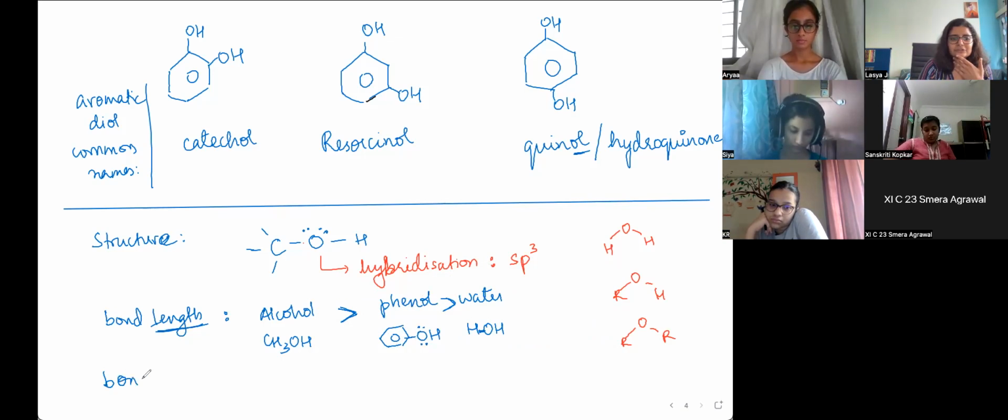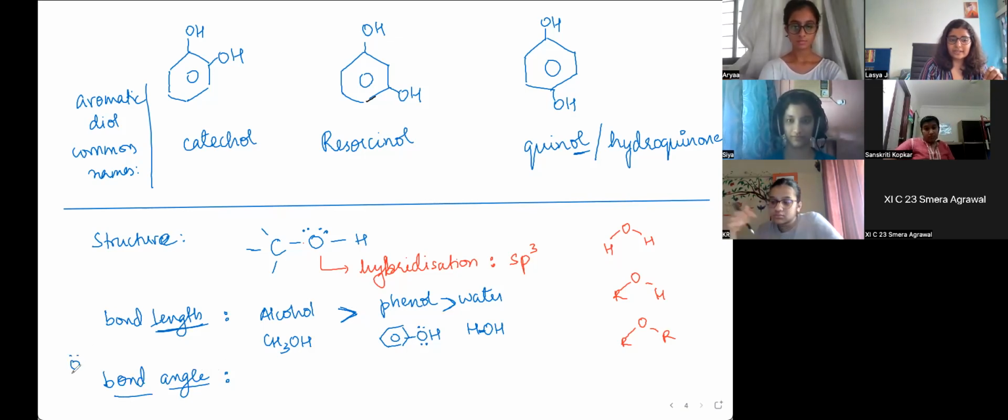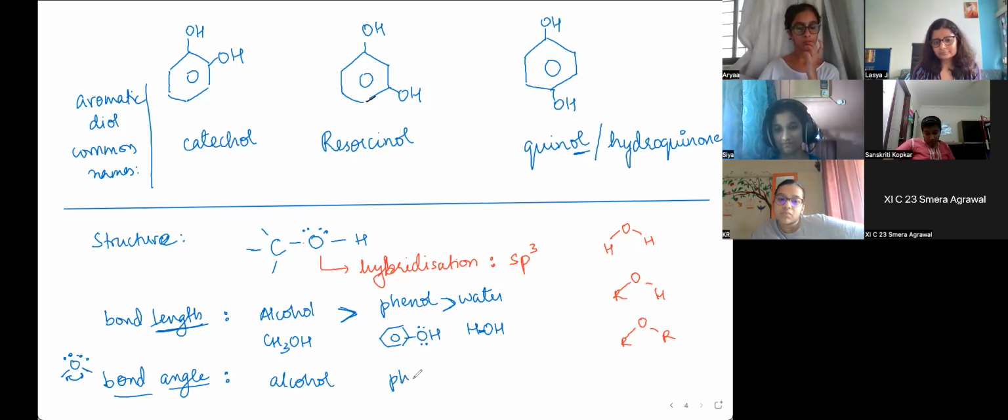Bond angle. Again, let's consider the bond angle on oxygen, this particular angle. So again, compare alcohols and phenols. What would be the bond angle comparison? Which one will be greater? Lesser?